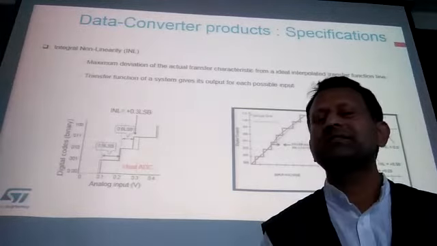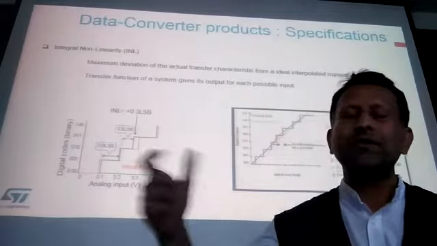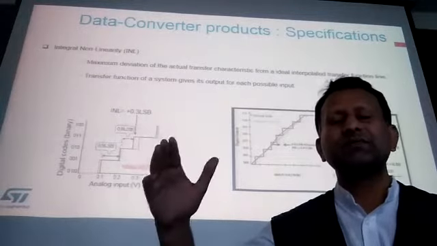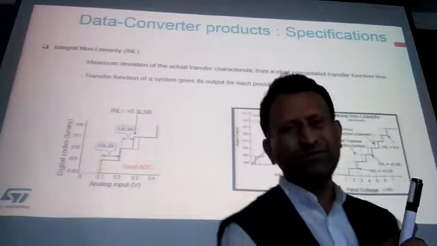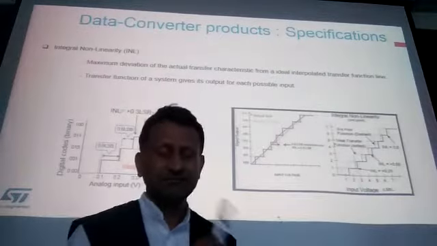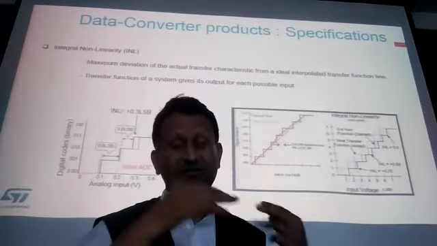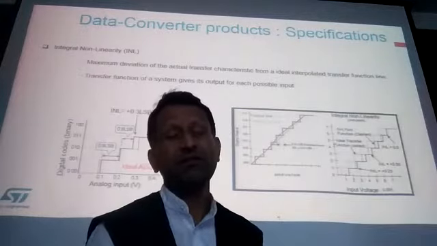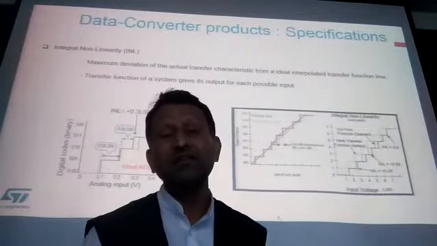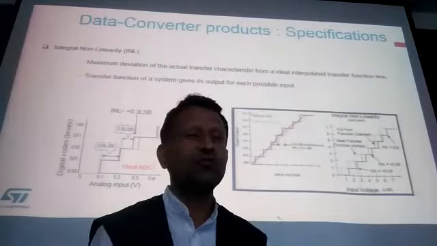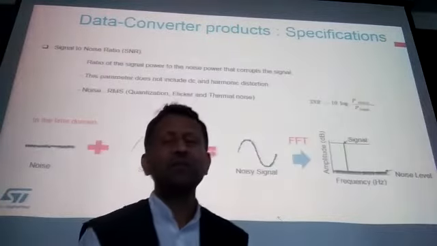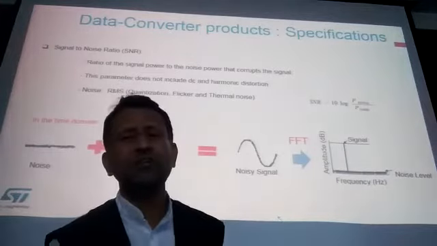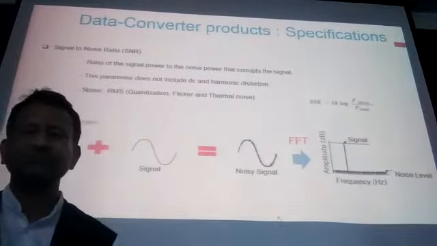INL is the deviation of the actual transfer curve from the ideal transfer function line. So the maximum deviation we represent in the INL. This INL is the summation, or integral, of the differential nonlinearity.